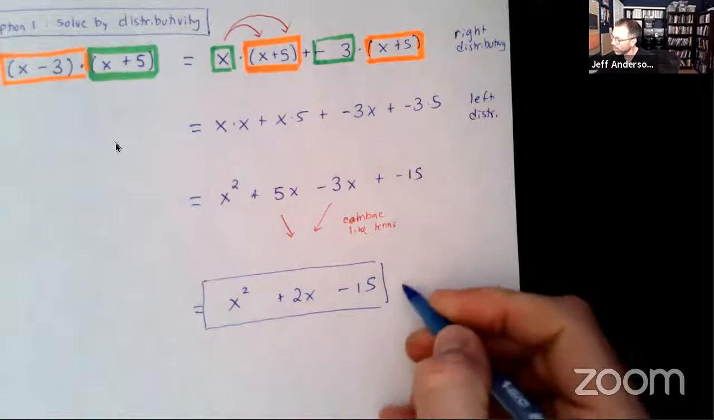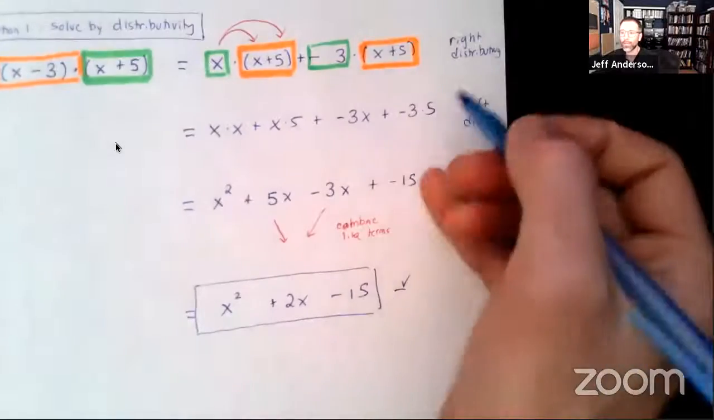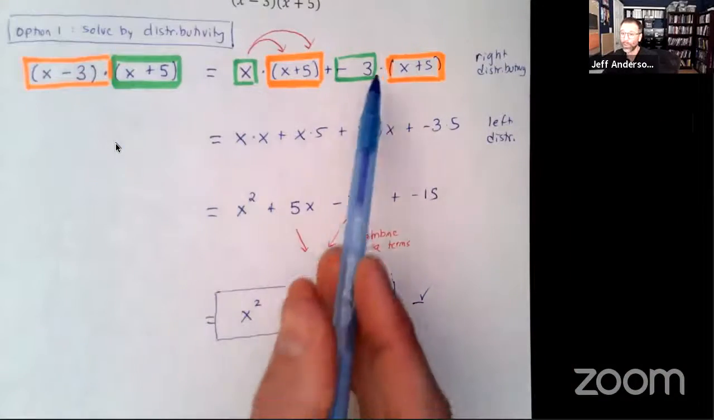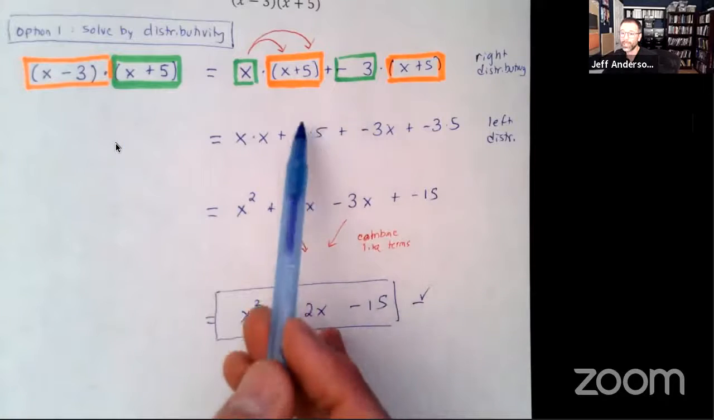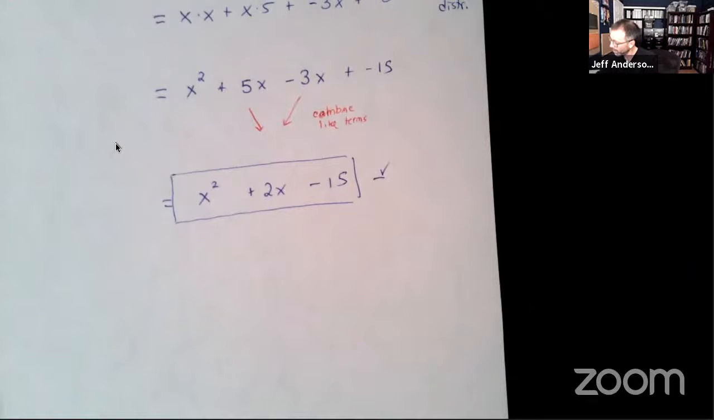And notice that we used 2 distributivities. We used 2 different versions, and we actually used it 3 times. We used it once here, once there, and once there. First one was right distributivity. The second 2 were left distributivity. So that's how we get down to the bottom of that one.